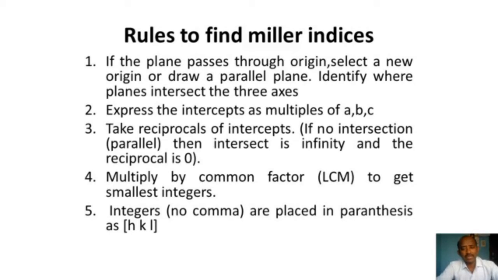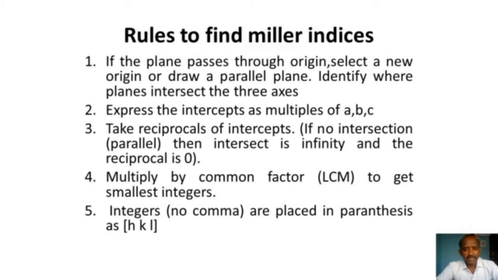So, the rules to find the Miller indices. First, if the plane passes through the origin, select an origin and identify where the plane intersects the 3 axes. First we have to find out the points, and within that length, we have to count how many points there are. After that we have to write a number, so it is 3a, 4a, 5a, like that. So first we have to consider all the 3 axes, then express the intercepts as multiples of a, b, c, like 2a, 3b, 4c, like this.